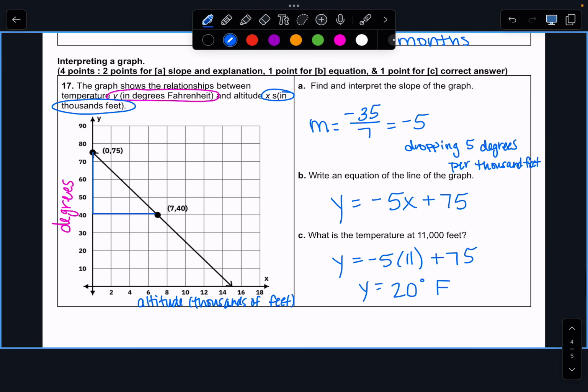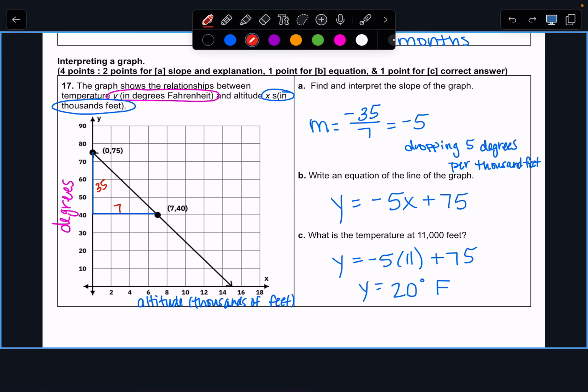Okay, now in 17, they give you a graph, and they want you to find the slope and then write the equation of the line. So our slope, again, is rise over run. If I'm going from 75 down to 40, then that means that I've dropped 35. If I'm going from 0 to 7, then that means my run is 7. So that's how I got this right here. We go down 35 over 7.